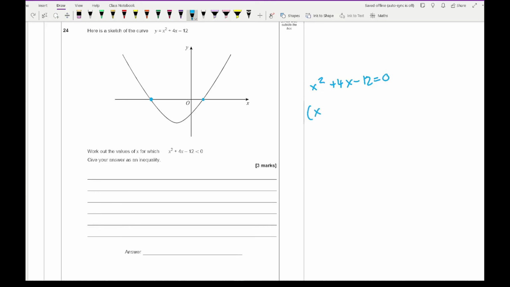Now that does factorize to give me 6 and 2, in which I've got plus and minus, equals 0. So x equals minus 6 or x equals positive 2. So looking at this and labeling the graph, that's got to equal 2, that's got to equal minus 6. Now the question is asking me for the values of x where the curve is below the x-axis. So I'm looking for this region here. Now to get that region there, x needs to be between minus 6 and 2. And I'm not going to put an equal sign because there is no equal sign in the question.